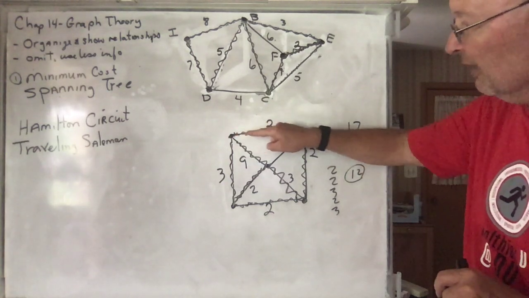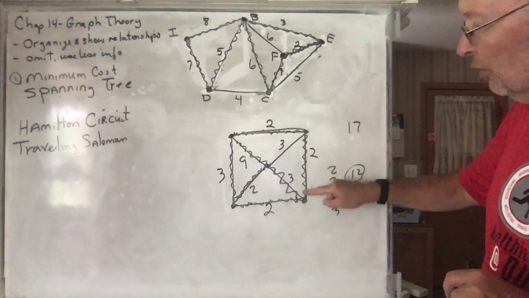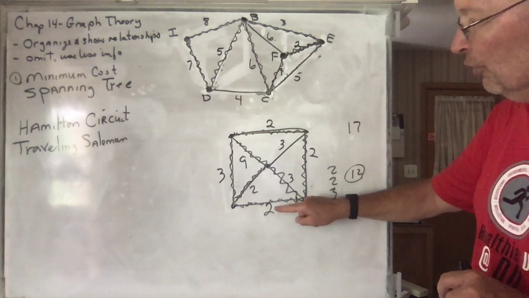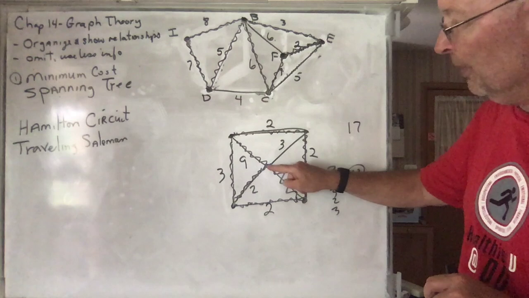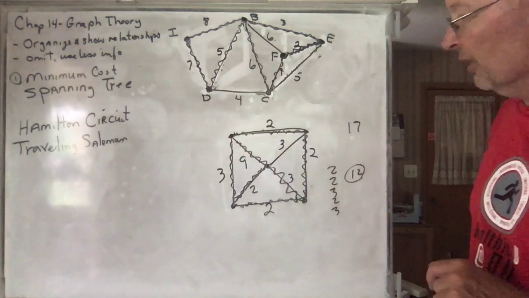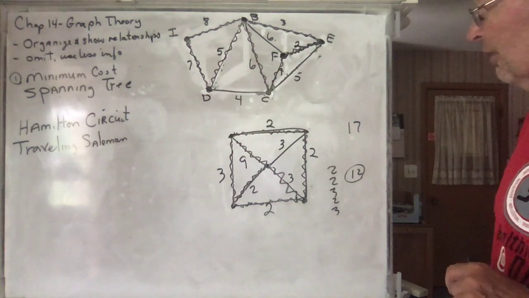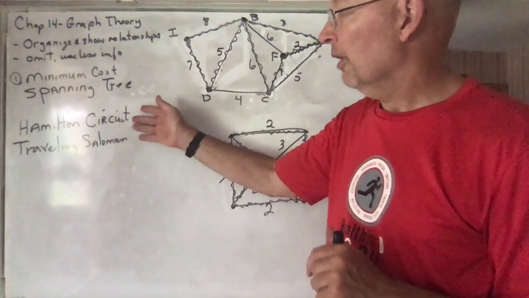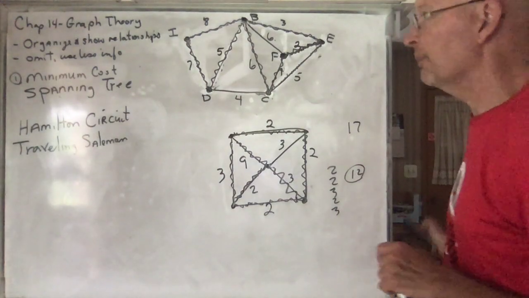Whereas if you look ahead a little bit, and you go 2, 2, and then instead of taking this 2, you take this 3 and go up here, and now down here, and now this one, you're going to get there faster or cheaper. See that? So the point is, there's no clear-cut way to solve that particular problem.